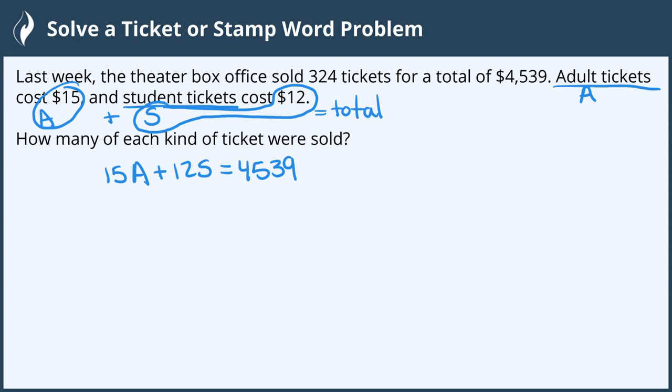However, we were told one more piece of information. There were 324 tickets sold altogether. So this is an implied equation for us that if I take the number of adult tickets and I add the number of student tickets, I'll get a total of 324 tickets. Now we have two equations.